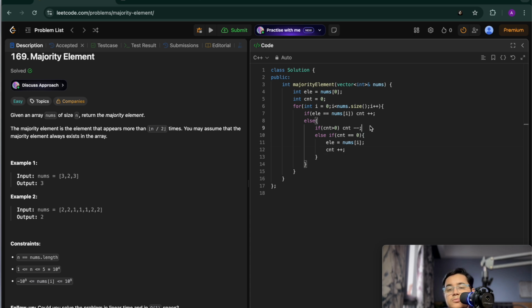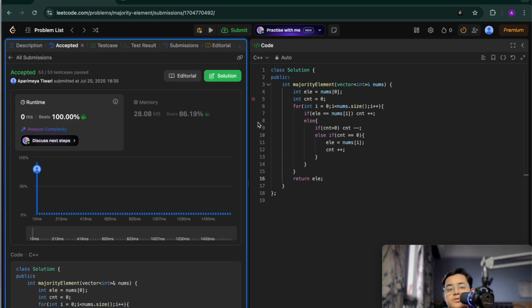So we're done with the else block, we're done with the if block. This is for the for loop, and this is the end of our function. So we can now return element, and let's see if this code works out fine or not. As you can see, it works perfectly fine. So this was the best approach.